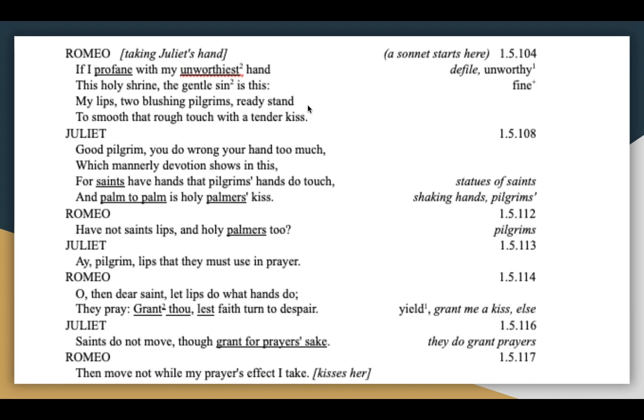Also, I think there's loads and loads of religious language in this. So, I profane. To profane something is a religious word. To defile, so you could profane a statue, so it's to damage something religious, to break or ruin or taint or defile something religious and holy. So it says, I profane with my unworthiest hand. So he's saying her hand is holy and his hand is not holy. This holy shrine, again, religious; gentle sin, religious; two blushing pilgrims, religious.